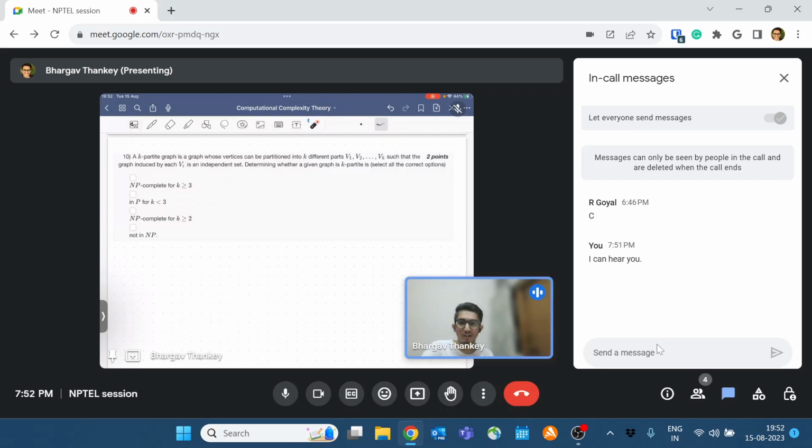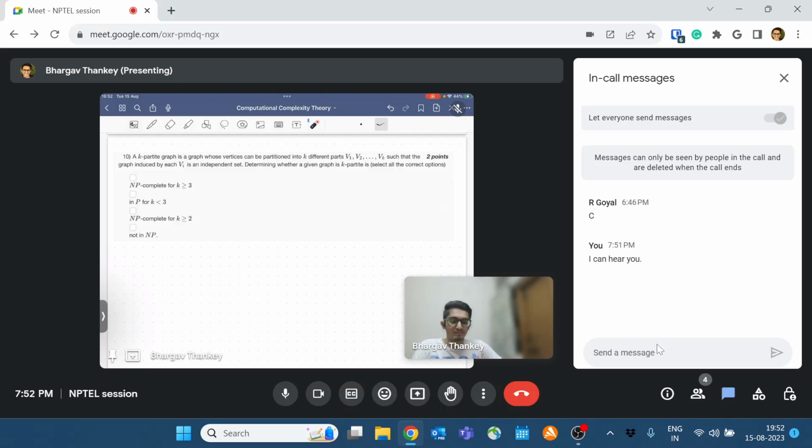No, we are not given two vertices. We are given n vertices, and we have to check if they are partitioned into two independent sets. K is the number of independent sets. Right. Okay. All right.